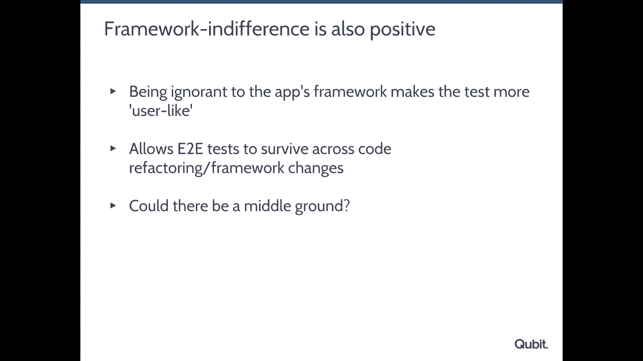But we do have to remember that it is a positive thing as well. So not having your end-to-end tests rely on a framework makes them more user-like. It's more like what the user would do. They wouldn't look at an action, wait for a Redux action to come along saying the data was loaded. They would just sit there, look at the spinning wheel, and wait until it doesn't work. And also, end-to-end tests survive over code refactors and framework changes. If the front-end UI doesn't change, then you can rewrite the underlying stuff, and your test will still work. But could there potentially be some kind of middle ground?